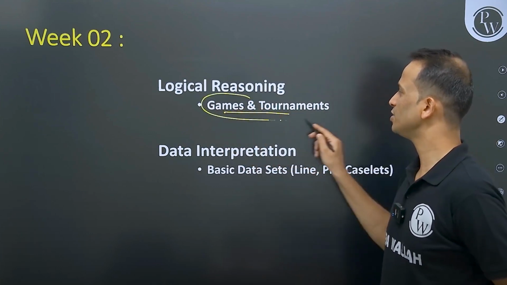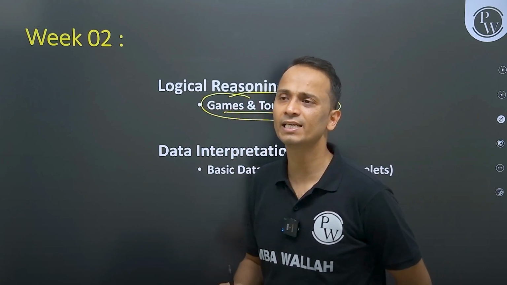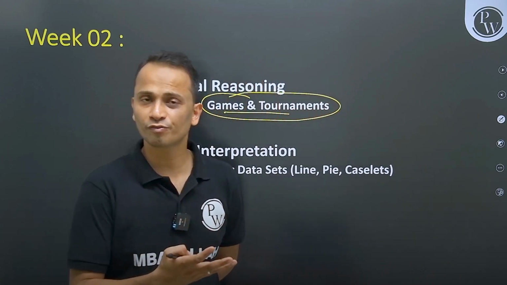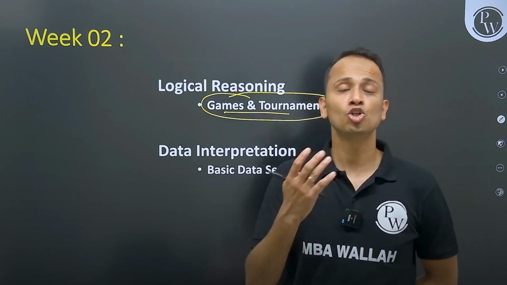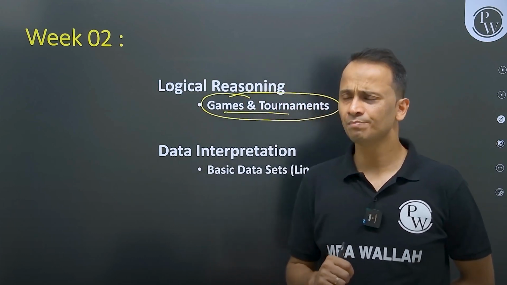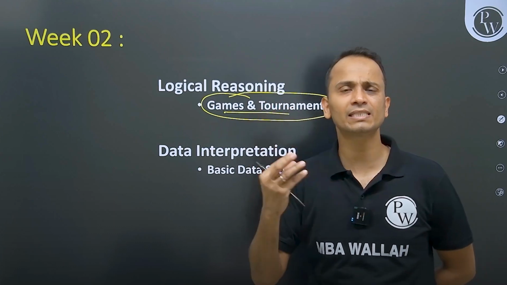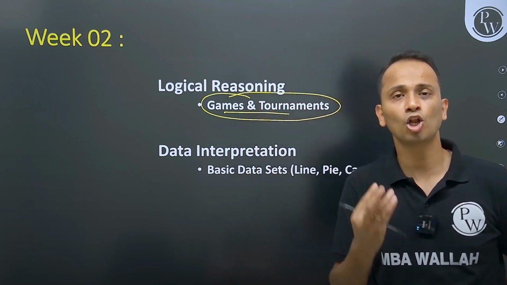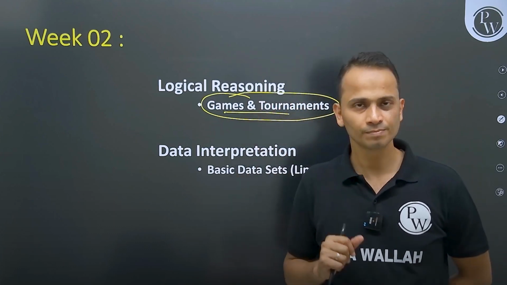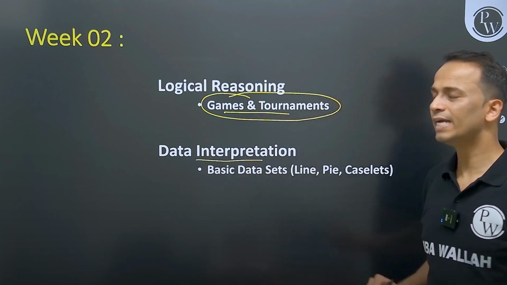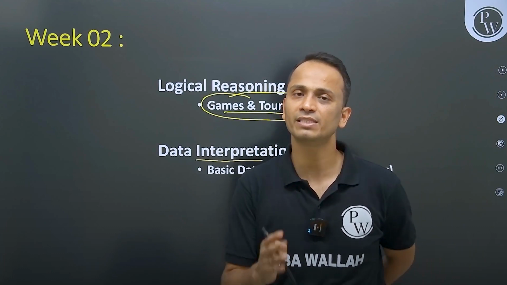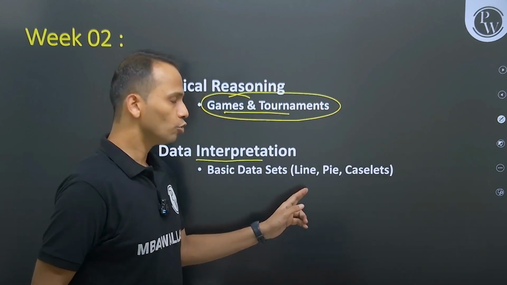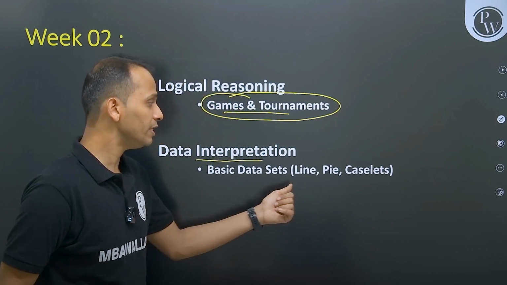So in the first week of games and tournaments, you can spend 2-3 days in understanding the basics of games, the dynamics of different types of games, and then the different types of tournaments, which will have knockout and round robin tournaments. Okay, and you can just practice the basic type of questions which involve the logic of knockout and round robin. All right, then switch over to data interpretation and give yourself 2 or 3 days for another 3 basic data sets, right? So you have already done tables and bar, so next 3: line, pie and caselets, right?